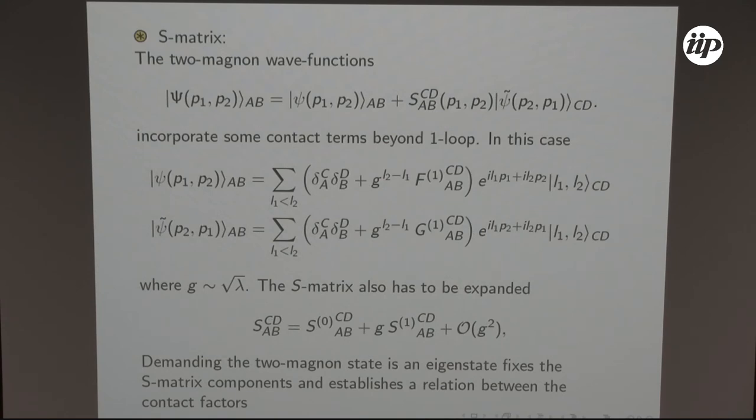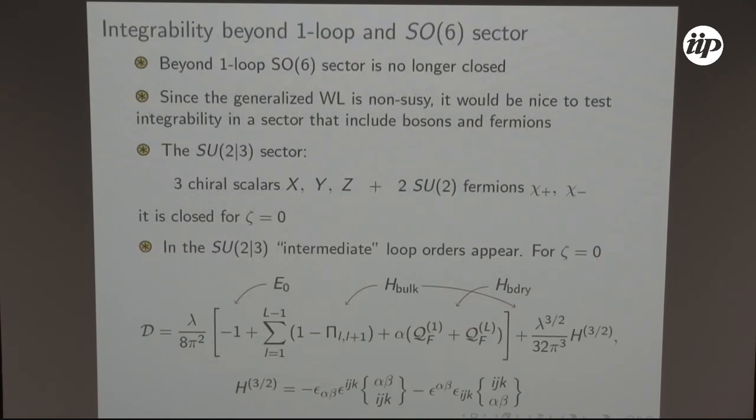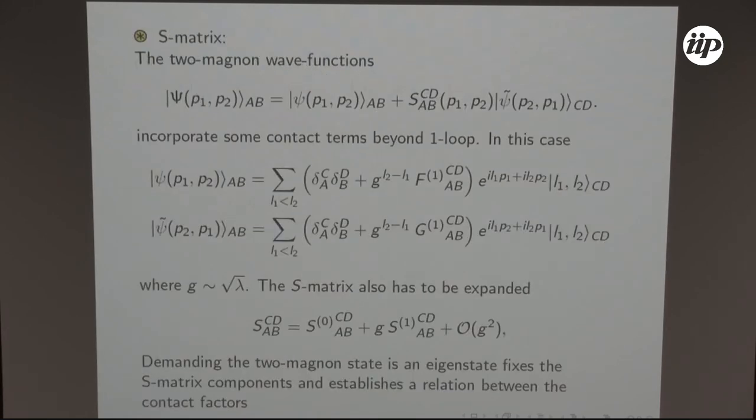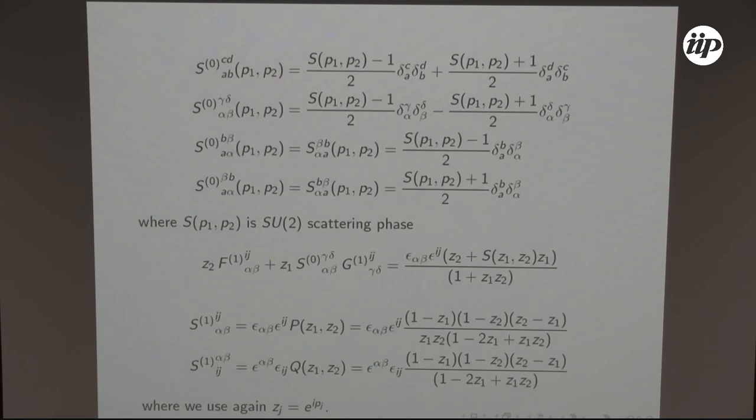And now, since we have this bulk term to this intermediate loop order, lambda to the 3/2, we also need to expand the wave function and the S matrix appearing in the wave function in orders of g, which is essentially just the square root of lambda. I'm demanding that this wave function is an eigenstate of this loop and a half Hamiltonian. It fully fixes the order zero and order one of these scattering factors, and also establishes a relation between the contact factors.